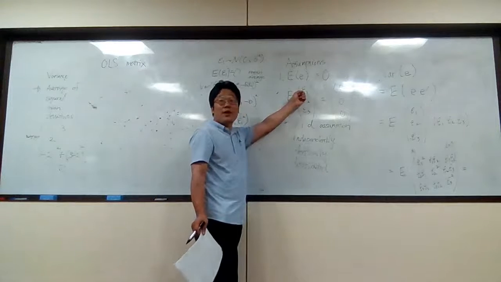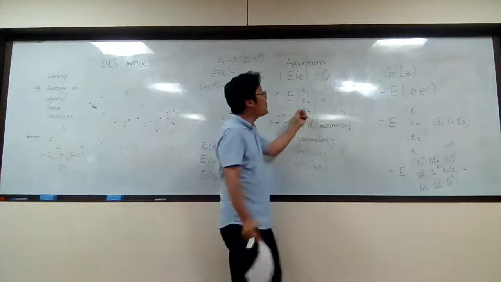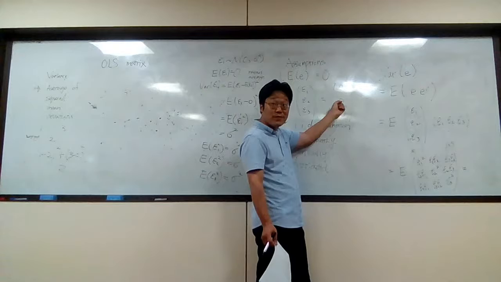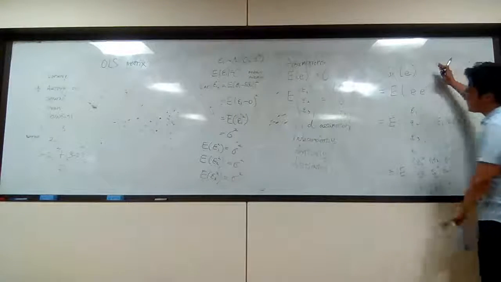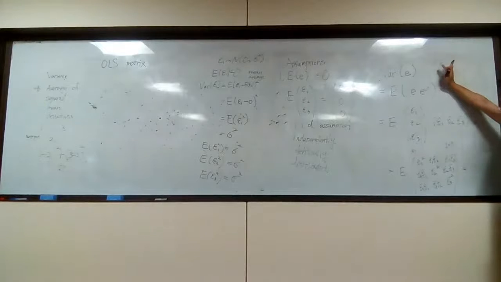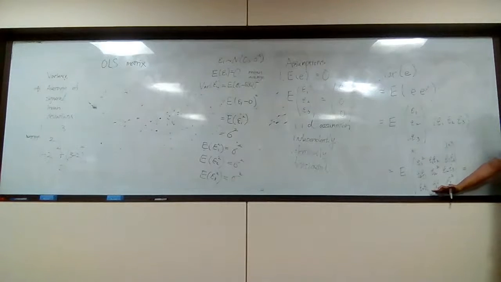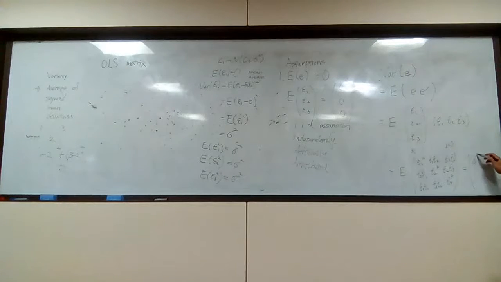Random variable number 1, random variable number 2, random variable number 3, all of them, their average, the mean, equals 0. Okay? Then the variance is this one. You eventually get this one. Okay? Then what is the expected value of epsilon 1 squared? That is sigma square.